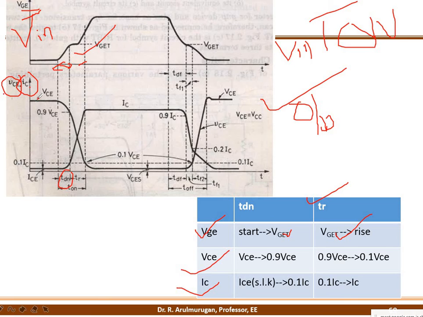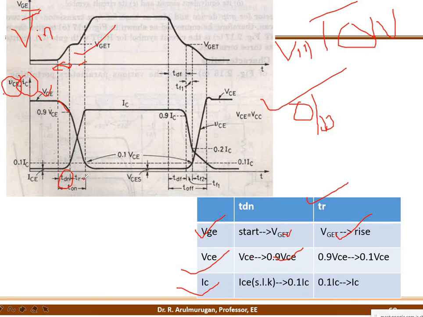Then coming to the output voltage. Where is the output voltage? What about the working of the delay time? During the delay time, it reduces from the maximum value to 90%, 100 to 90, or VCE to 0.9 VCE. So from one value to the 0.9 value, it is decreased.